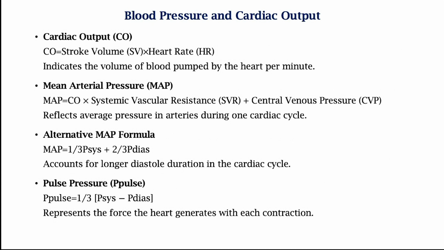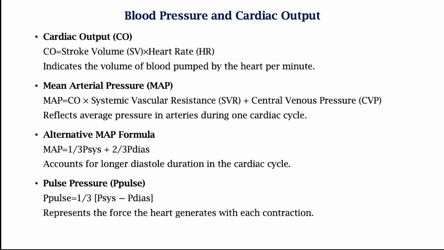Okay, that essentially reflects the average pressure in the arteries. Mean arterial pressure is the average pressure in the arteries during one cardiac cycle. As a function, it's a time average. Right? There are other ways of finding the mean arterial pressure.